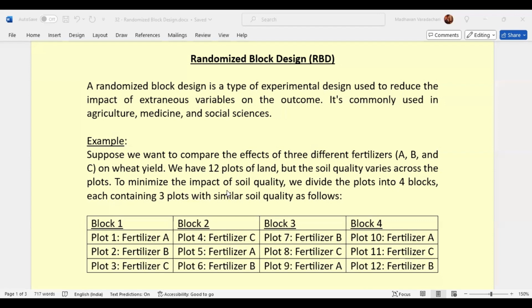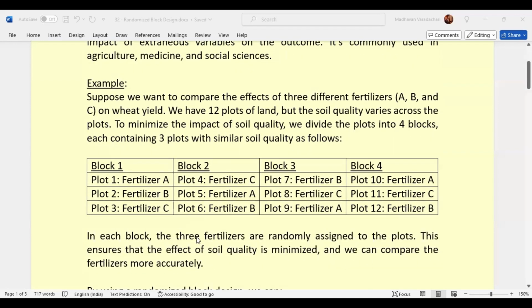To minimize the impact of soil quality, we divide the plots into 4 blocks, each containing 3 plots with similar quality as follows. This is the first block, second block, third block, fourth block. In this block, all the plots will have a similar soil quality. In this also, the plots are homogeneous as far as soil quality is concerned. Here also you find homogeneity. Here also you find homogeneity. You can also call this stratification or blocking. In each block, the 3 fertilizers are randomly assigned to the plots. You may notice here A, B, C in each of the plots.